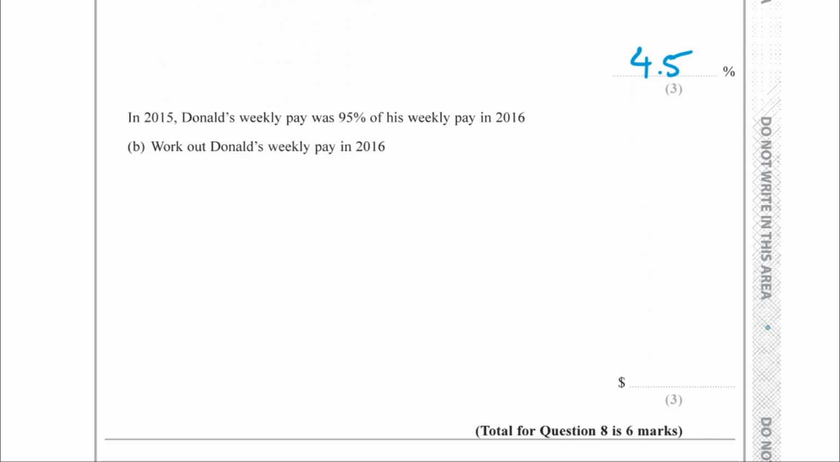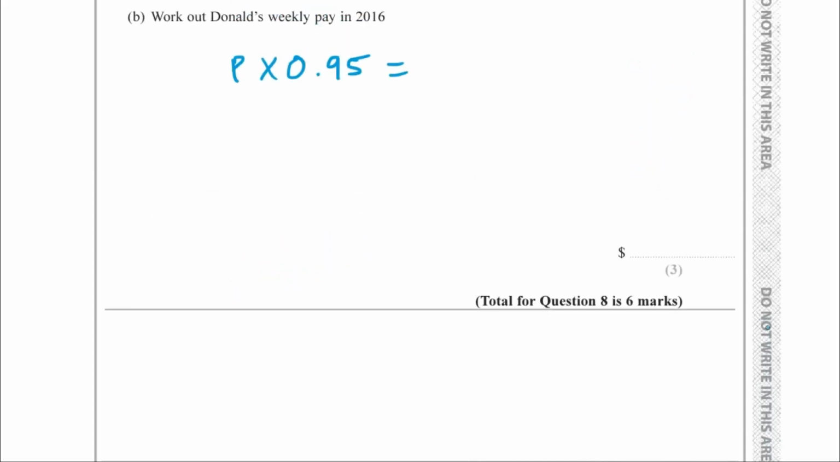In the next section, in 2015, Donald's weekly pay was 95% of his pay in 2016. So his pay in 2016, we can call that P. And P times 0.95, that's the amount of money that he was getting paid in 2015. And that amount of money is 668.8. So 668.8.